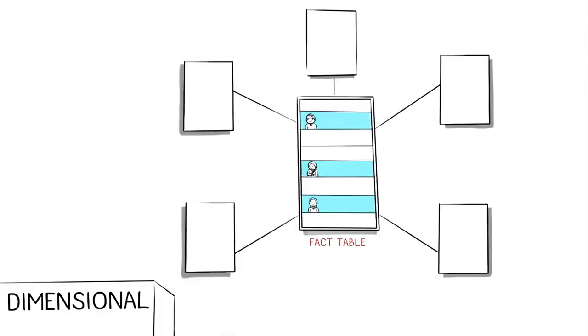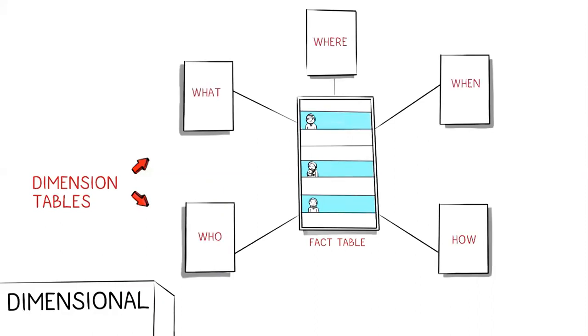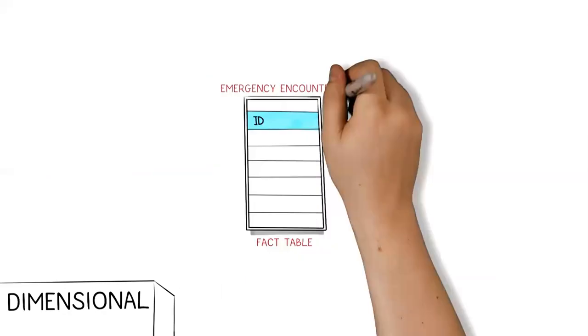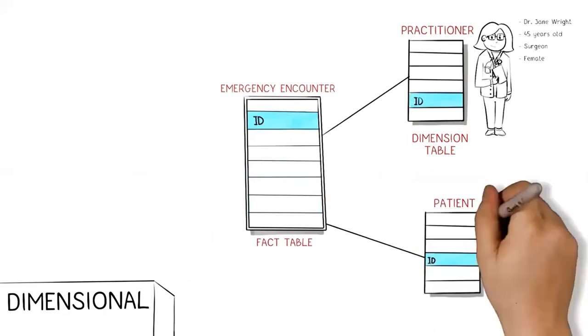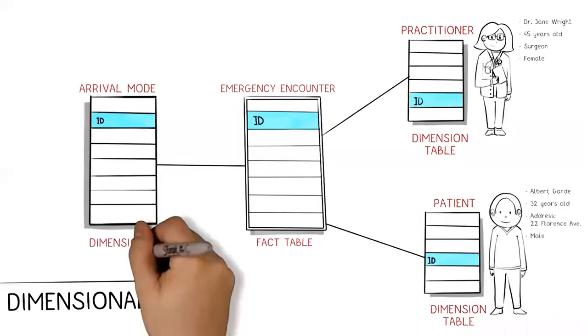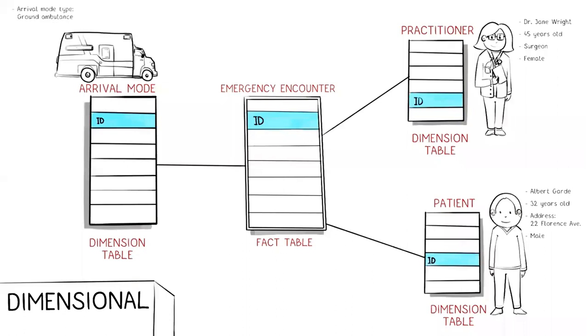Branching out from the fact table are dimension tables. These are the arms of the star structure. Dimension tables hold the contextual data associated with fact table events. They describe the who, what, where, when, and how of each of those events, and link to fact table rows via a matching ID key. For example, the emergency encounter fact table links to a practitioner dimension table, and it's here that you would find all the details about the physician associated with an emergency visit. It also links to a patient dimension, who is the patient, and an arrival mode dimension, how did the patient get to the hospital.